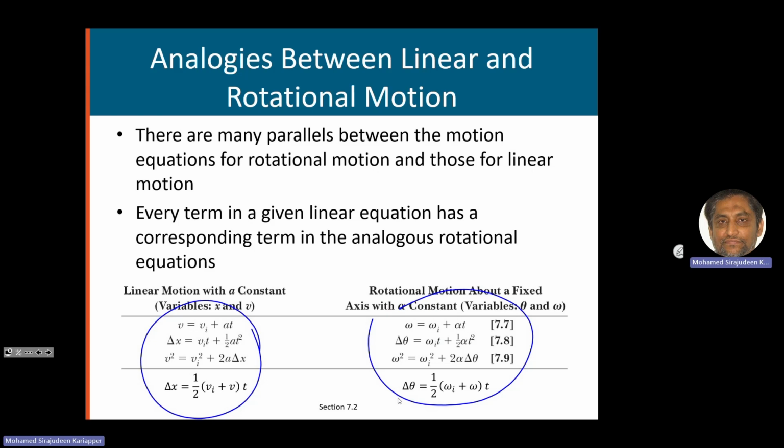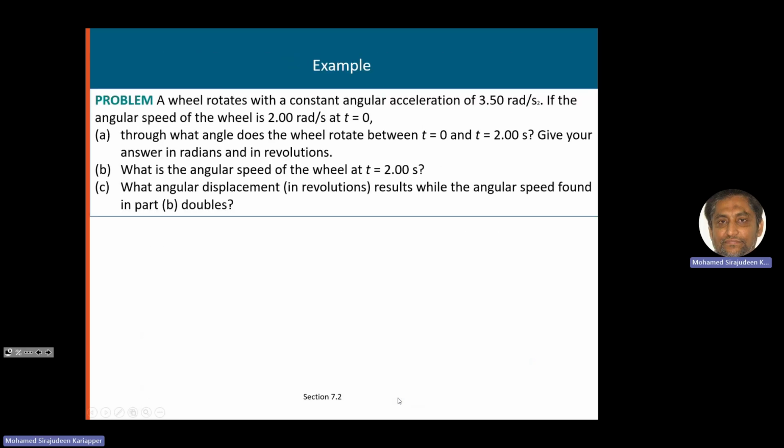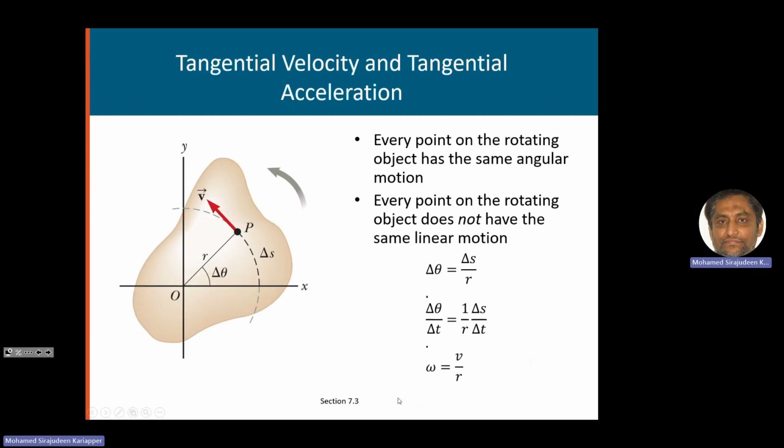v will be replaced by omega, and a will be replaced by alpha. And the same idea, we even did a question. Then we talked about, what about the linear speed? When something is moving, it will also have some linear speed. We call it tangential speed.